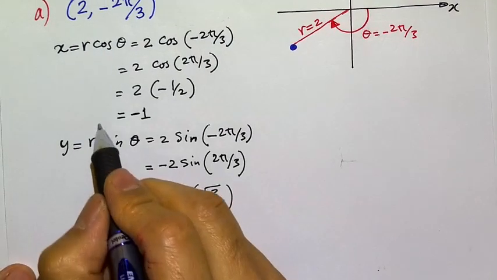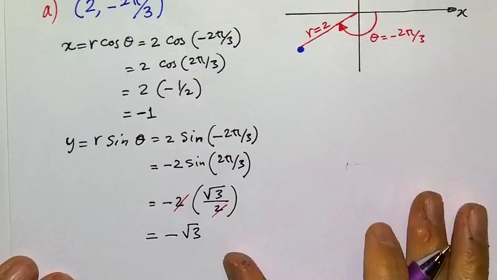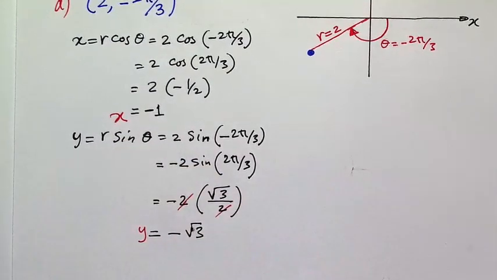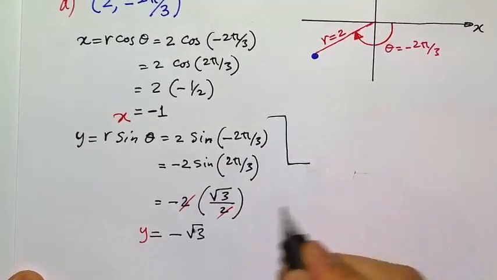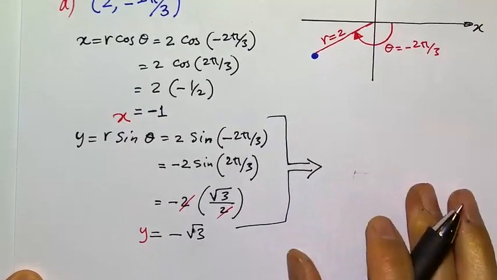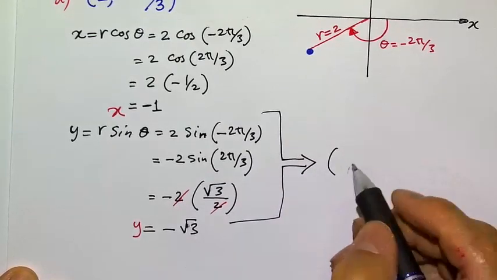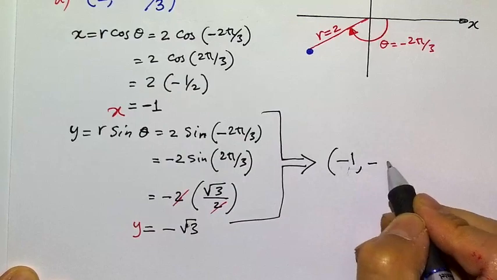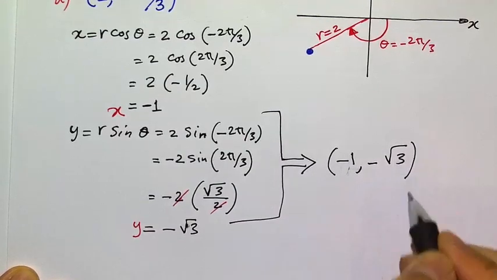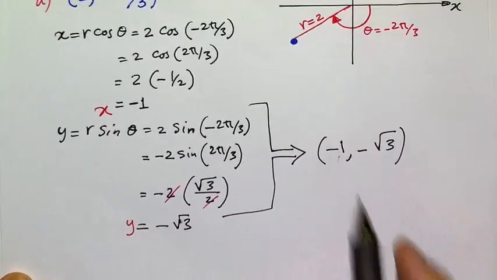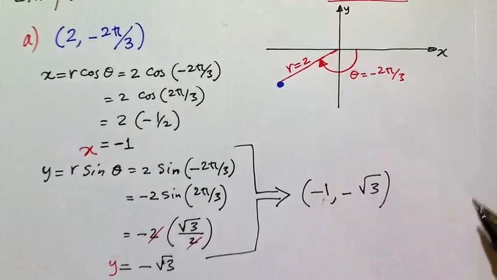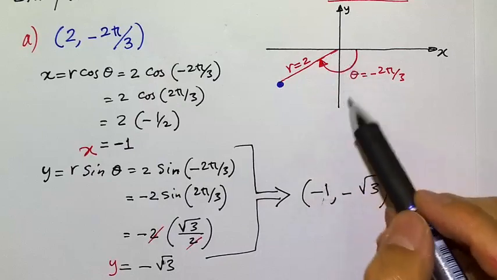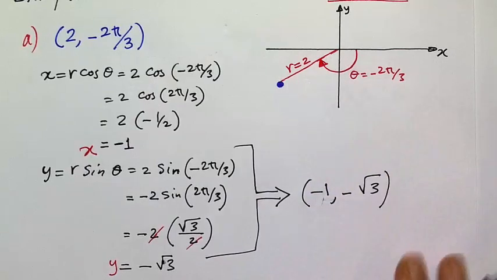So this is our x, and this is our y. So then from here, we can say that the Cartesian coordinate is minus 1 comma minus square root of 3. Okay, does this make sense given our picture? Yes, because on the x-axis we're on the negative side, and on the y-axis we're also on the negative side.